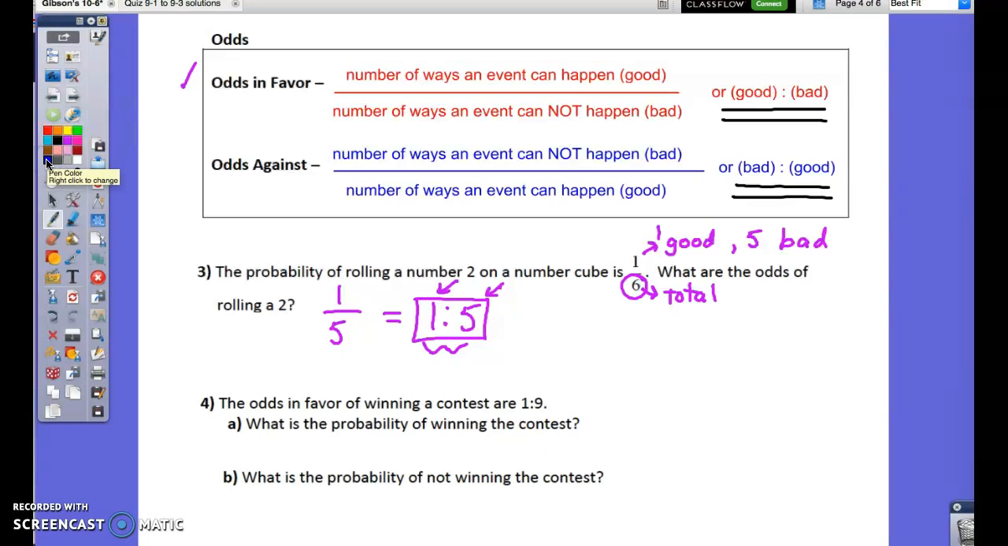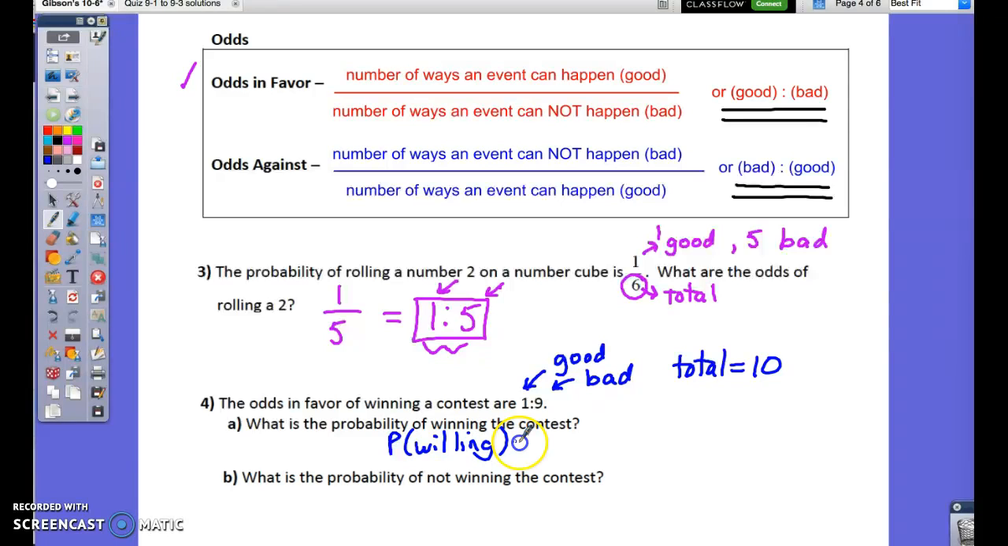Okay, hopefully you had a little bit of time to think about that. In attacking this problem, I'm going to go ahead and label things here. If they're saying the odds in favor of winning a contest are 1 to 9, that means there's 1 good way of that occurring and 9 bad ways. In other words, 1 way it can happen and 9 ways it can fail to happen. So keep in mind, that's a total of 10 outcomes. So on letter A, when it asks what is the probability of winning the contest, well, that's essentially saying this. Correct form there.